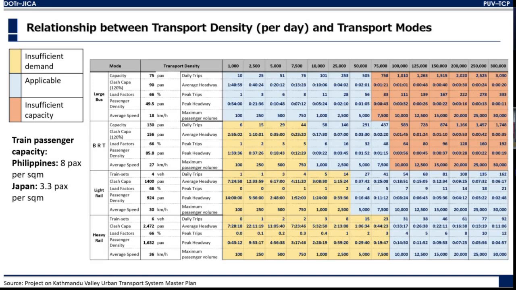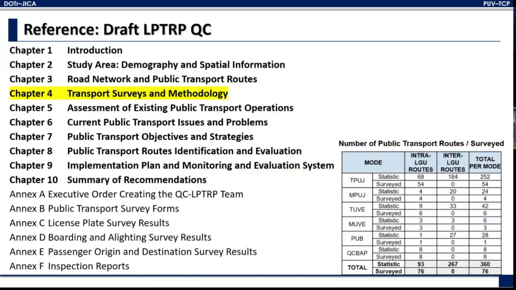the number of what kind of travel modes, whether jeepneys are enough or a large bus shall be introduced, and if the large bus cannot accommodate, then the BRT or larger modes shall be introduced. Such discussions can also be implemented through data collection.